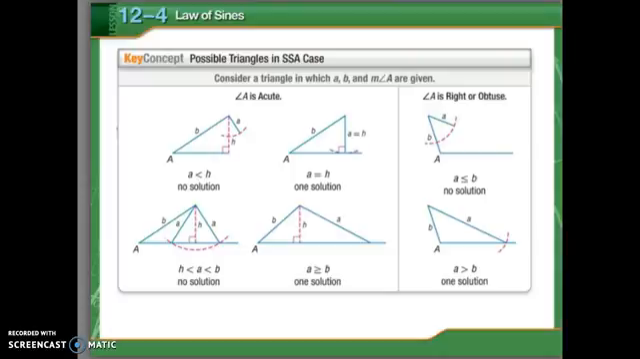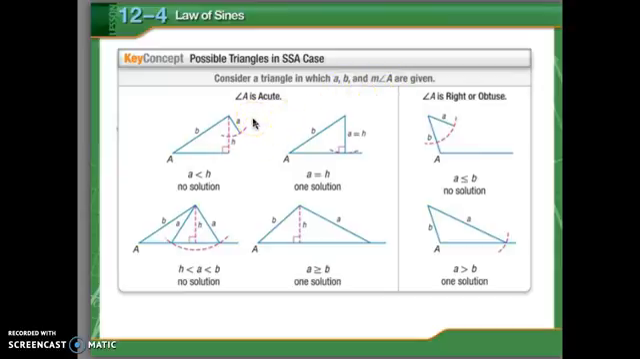Okay, another key concept. This is for possible triangles that could be created when you are given a side and an angle. So the SSA case. If you can remember that from geometry, side-side-angle, your teacher will probably tell you never write this as angle-side-side, for obvious reasons. So we're going to look at triangles in which we know side A, side B, and angle A.